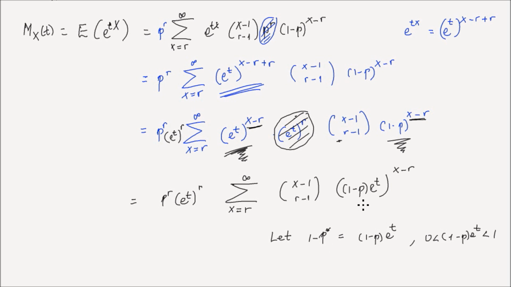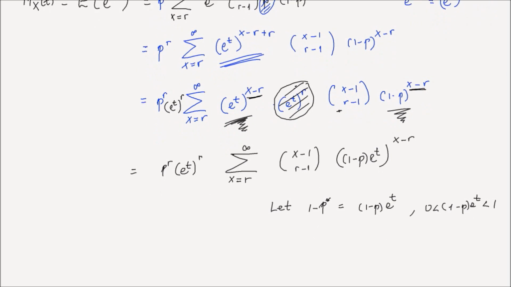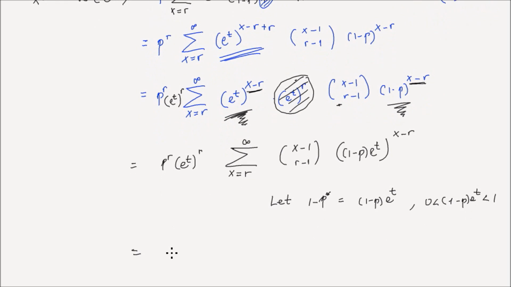In that case, I can assume p star, or 1 minus p star, to be some sort of probability. And then I can rewrite that summation, actually the whole expression, as p to the r e to the t to the r times the summation, x equals r to infinity, of x minus 1 choose r minus 1, multiplied by 1 minus p star to the power of x minus r.